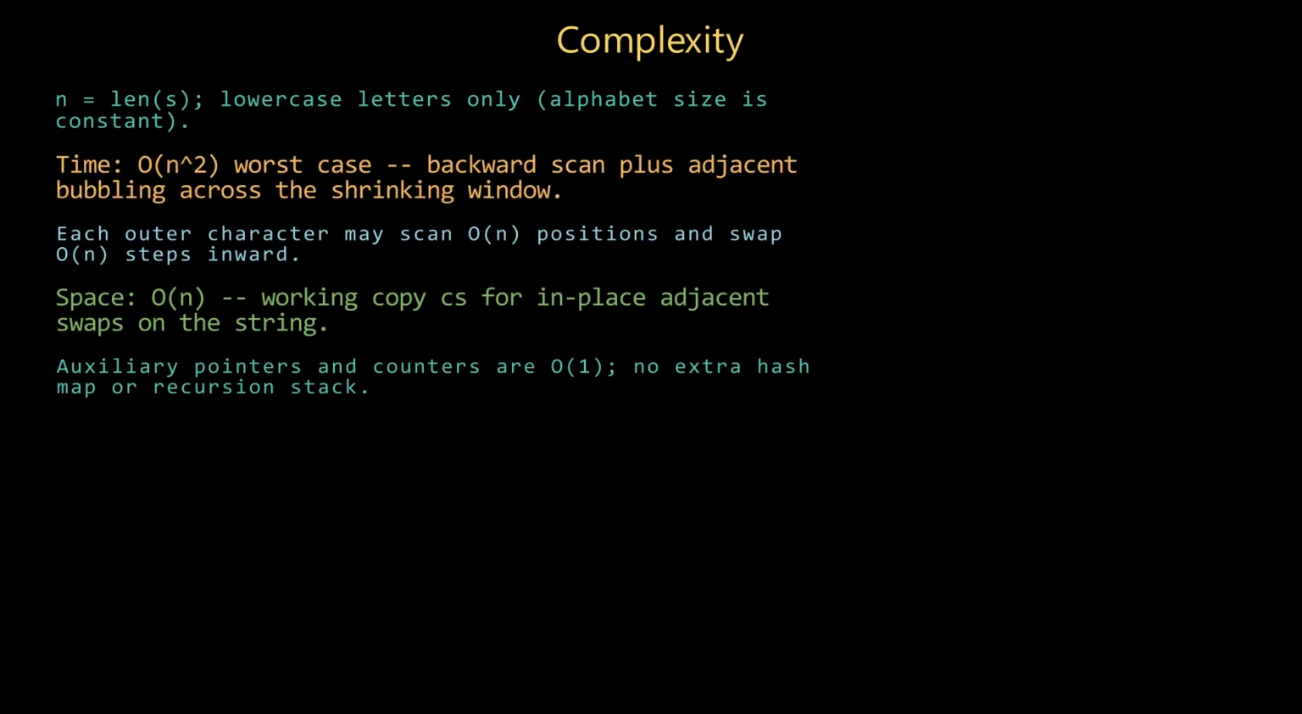N is the length of S, time is O of n squared. Worst case, each outer step may scan backward and bubble a partner across the remaining window. Space is O of n for the working copy of the string we swap in place, plus O of 1 for the 2 pointers and counters.